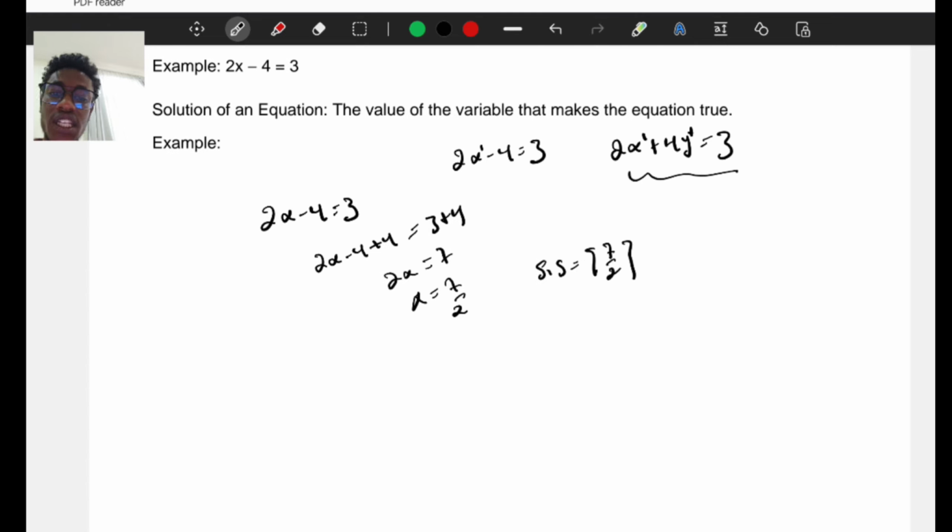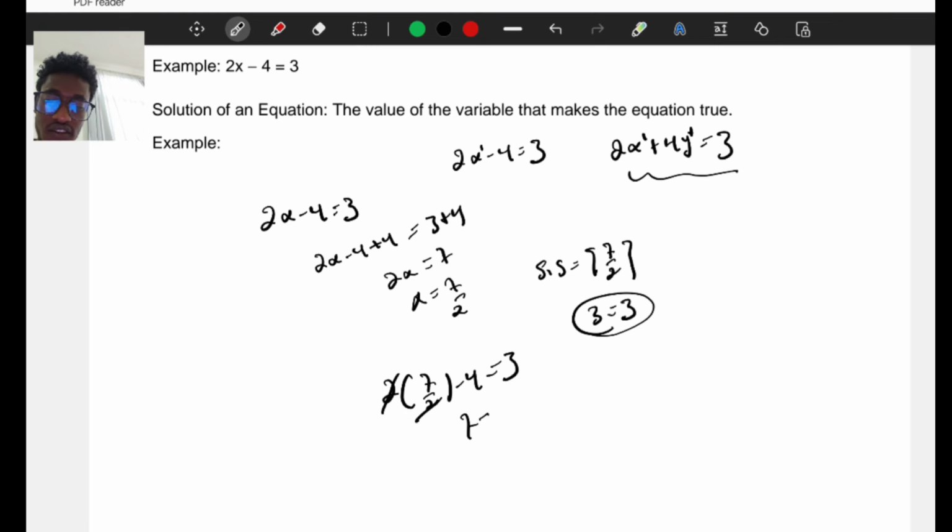What does this mean? This means if we replace the value of x with 7 over 2, then what we get is 3 is equal to 3, which is a true statement. Let's see. 2 times 7 over 2 minus 4 is equal to 3, right? 2 cancelled by 2. 7 minus 4 is equal to 3. 3 is equal to 3, which is always true, right? So a value of a variable that makes the statement true is what we call a solution.